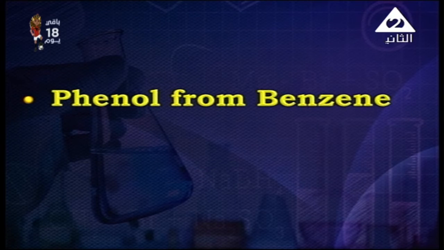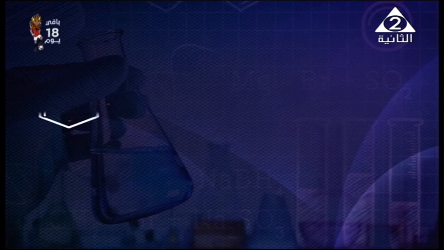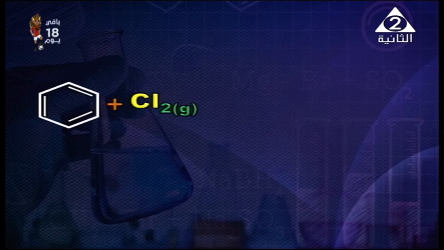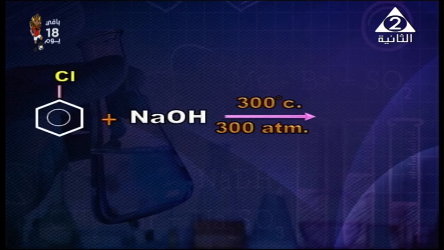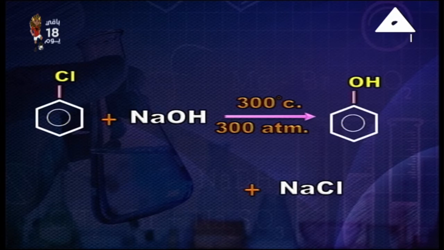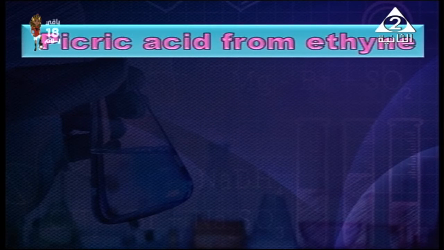Next point, phenol from benzene. As the reaction proceeds on the screen, benzene plus chlorine, in the presence of iron 3 chloride, gives chlorobenzene, and then hydrogen chloride is produced. Then chlorobenzene plus sodium hydroxide, alkaline hydrolysis, at 300 degrees Celsius and 300 atmospheric pressure, gives phenol, and sodium chloride is produced.